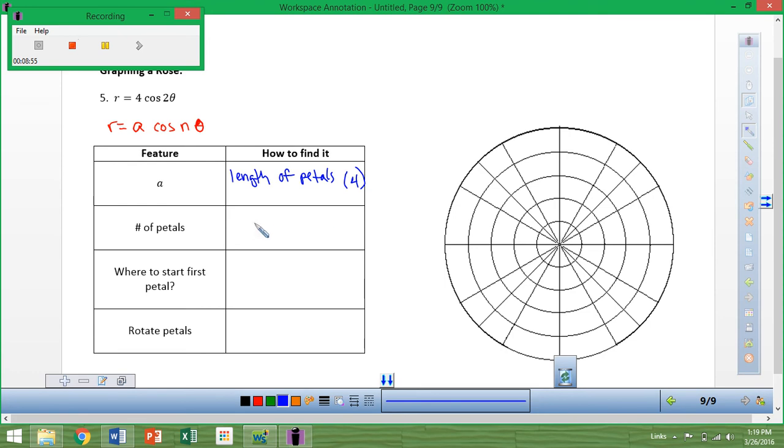The number of petals, you have to look at n and see if n is even or odd. That's going to determine some different things. So if n is odd, then you have n petals. It's pretty easy. If n is even, then you have twice that many petals, so 2n petals. So in our case, n is 2. That means that n is even, so we're going to have 4 petals on the graph that we make over here.